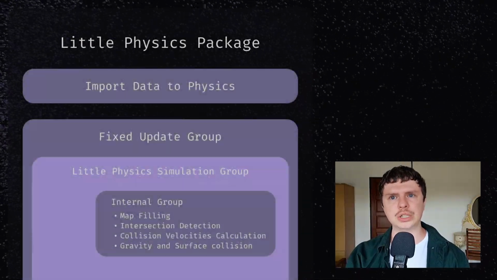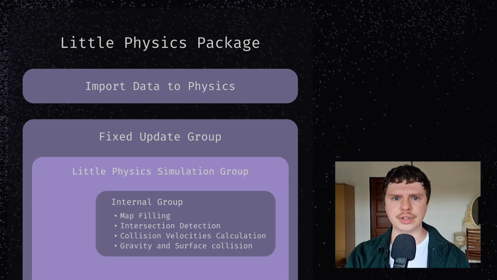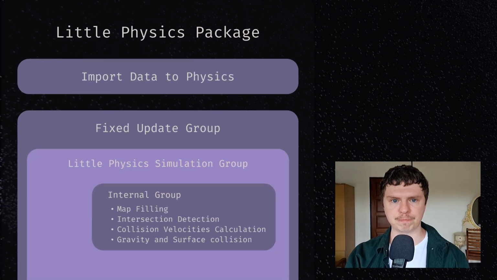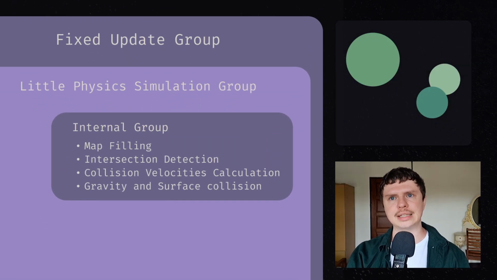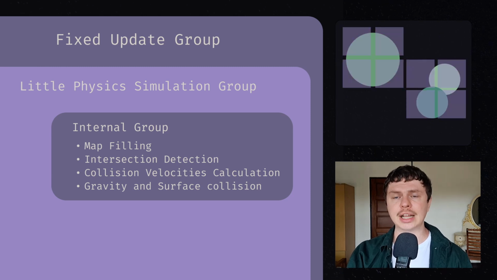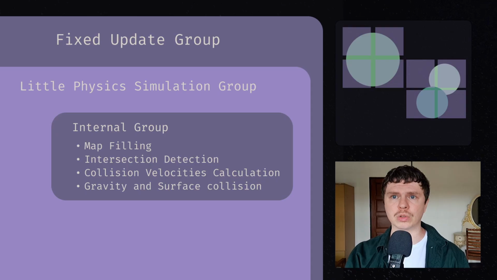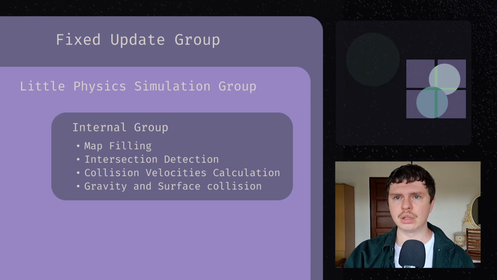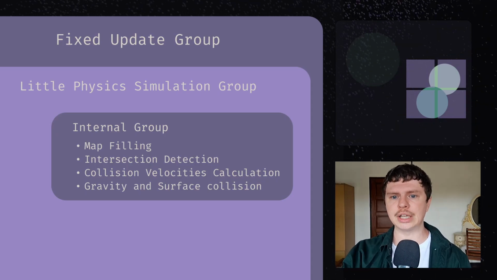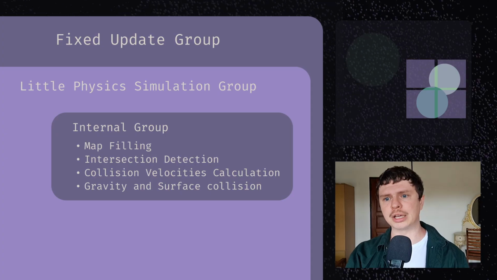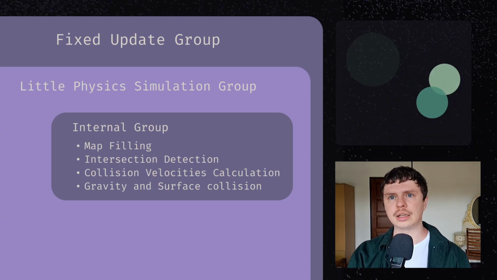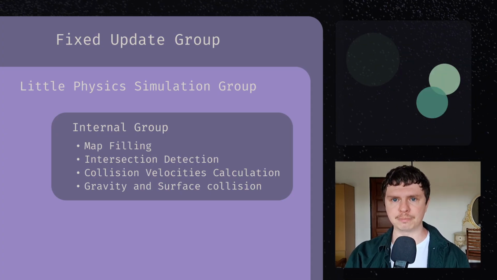Let me give you a quick overview of the pipeline. I'll go deep on each of the steps in the next videos, but this is the big picture. Every fixed update, this is what happens. First, every dynamic object fills a 3D spatial map, basically a grid that divides the world into cells. Then, based on what's in each cell of the grid, an array of unique pairs is built. Then, intersections are calculated for each pair.